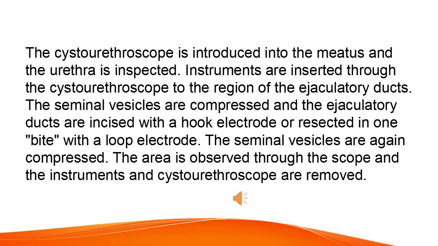The cystourethroscope is introduced into the meatus and the urethra is inspected. Instruments are inserted through the cystourethroscope to the region of the ejaculatory ducts. The seminal vesicles are compressed and the ejaculatory ducts are incised with a hook electrode or resected in one bite with a loop electrode. The seminal vesicles are again compressed. The area is observed through the scope and the instruments and cystourethroscope are removed.